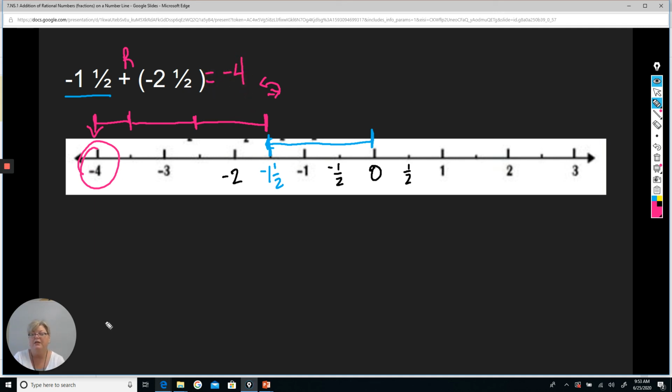I hope working with these number lines has helped you understand how to look at number lines with fraction markings on it.